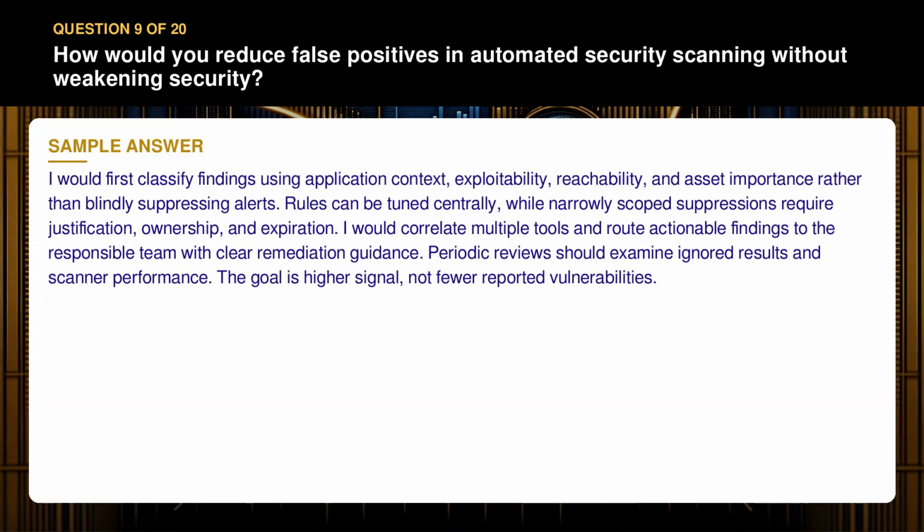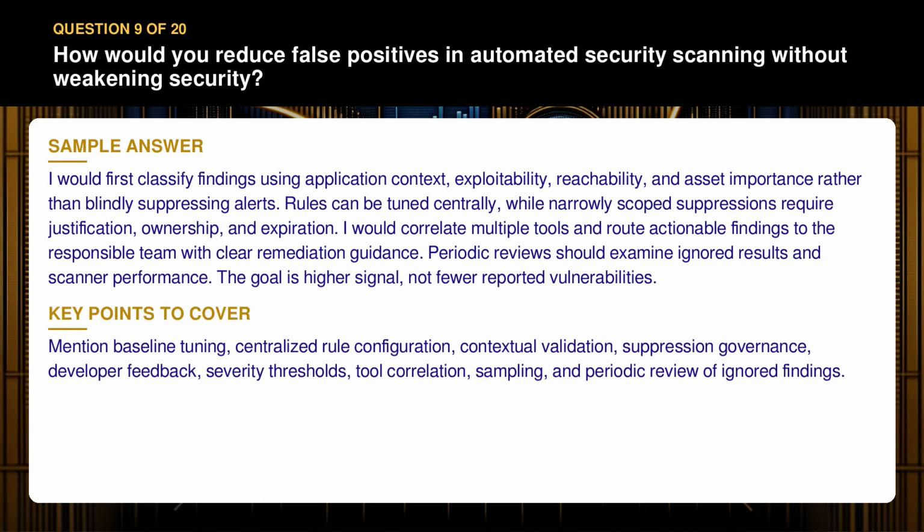I would first classify findings using application context, exploitability, reachability, and asset importance rather than blindly suppressing alerts. Rules can be tuned centrally, while narrowly scoped suppressions require justification, ownership, and expiration. I would correlate multiple tools and route actionable findings to the responsible team with clear remediation guidance. Periodic reviews should examine ignored results and scanner performance. The goal is higher signal, not fewer reported vulnerabilities.